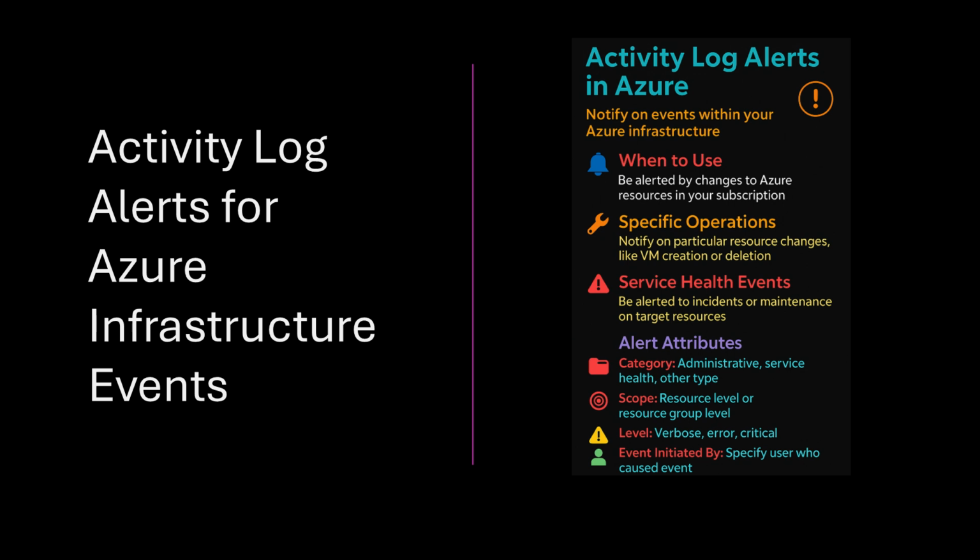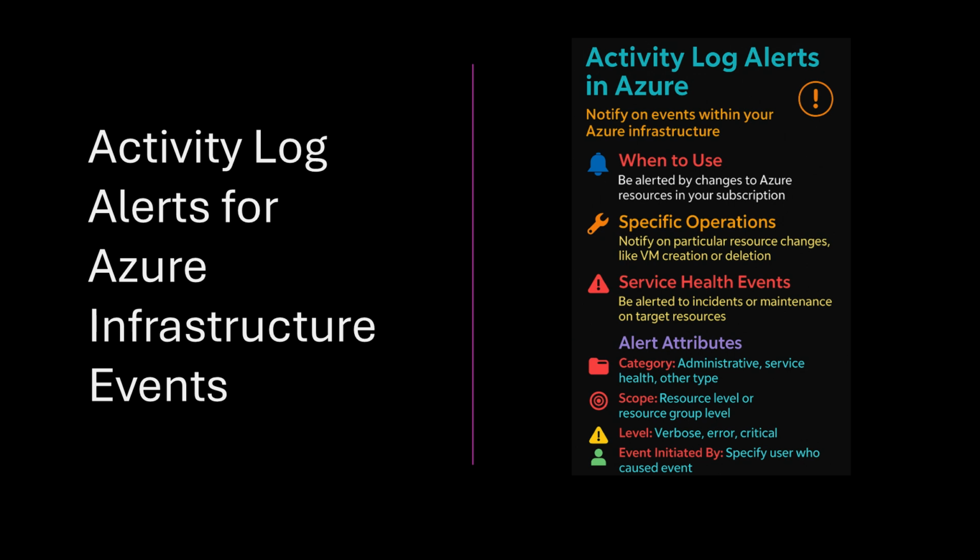To create one, you start by choosing activity log as the signal type, then narrow down the list of signals based on your needs. For example, just administrative operations for virtual machines. This makes it easy to define exactly what kind of behavior should trigger the alert.